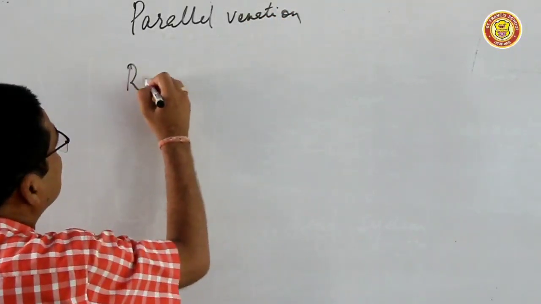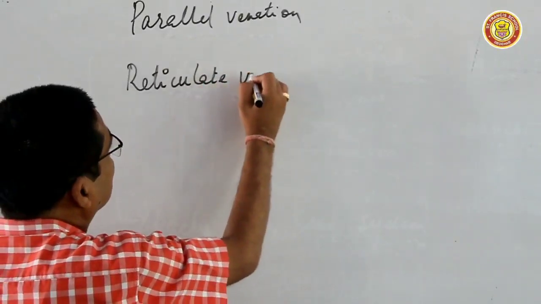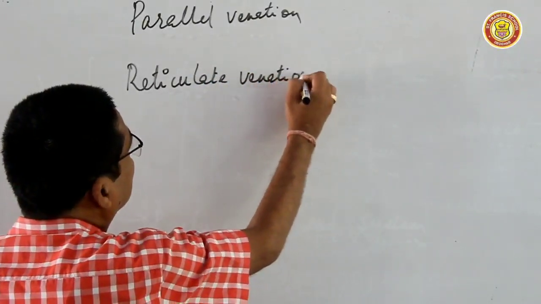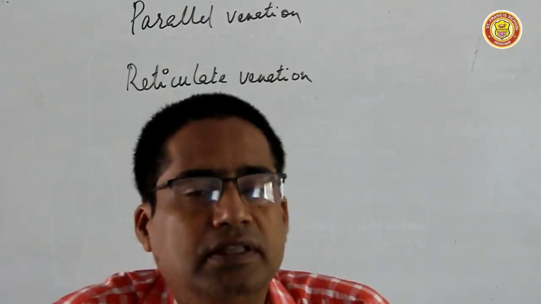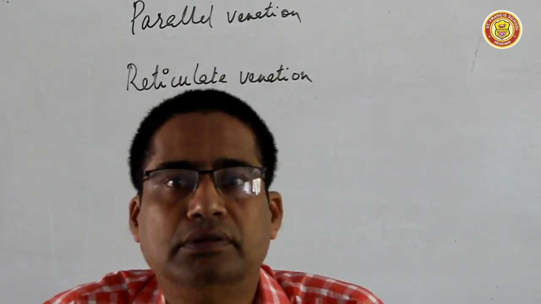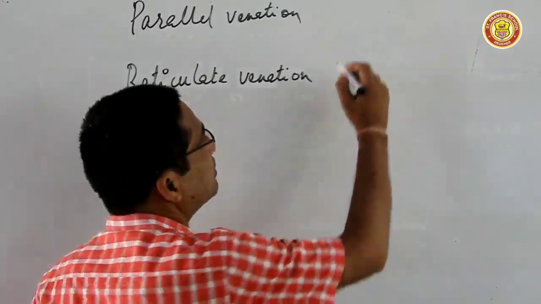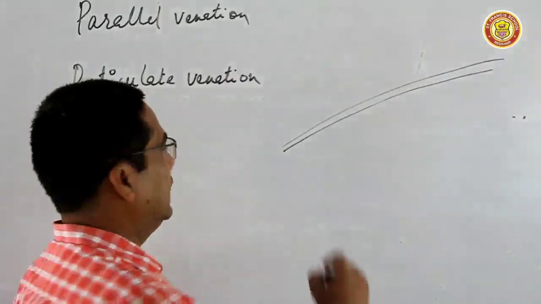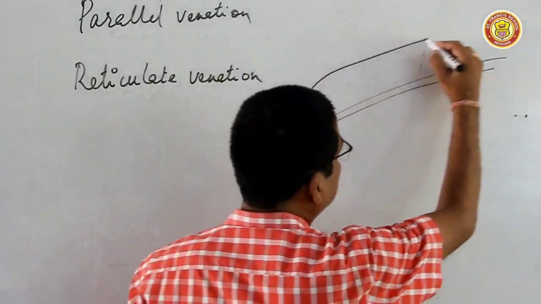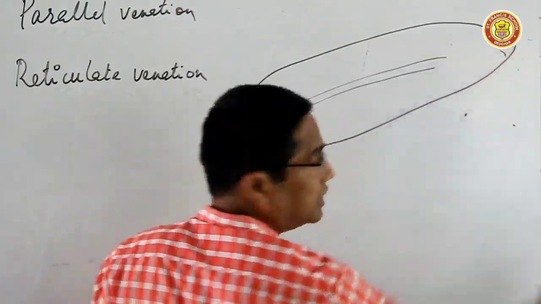And the second one is reticulate venation. Parallel venation and reticulate venation. You must have seen the leaf of a banana or maize. It looks something like this. This is the midvein. This is the leaf blade.